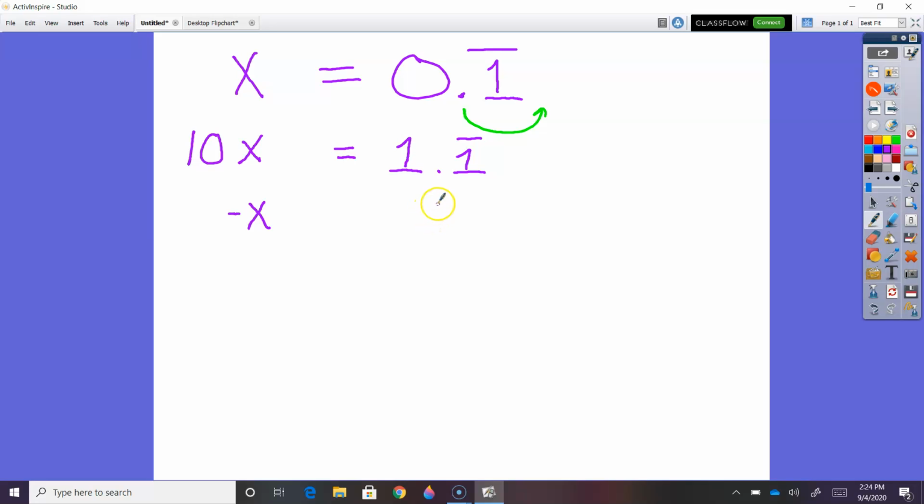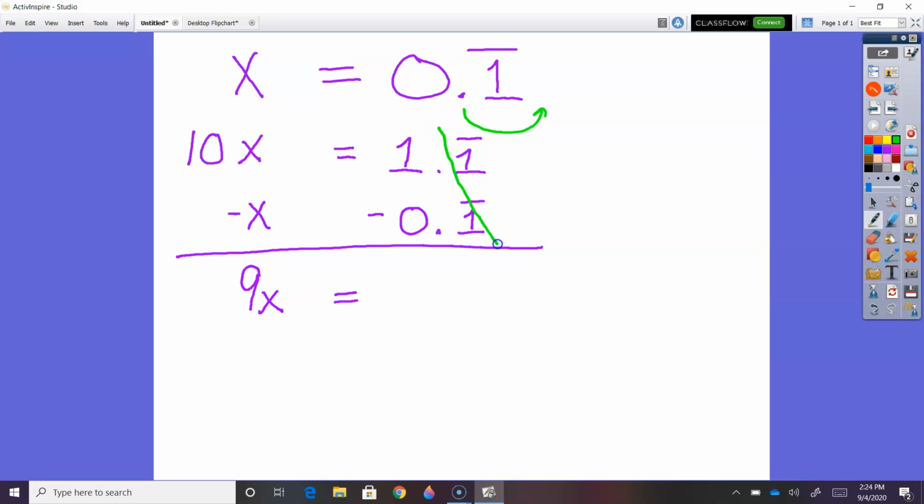Now, I'm not going to put minus x over here. I'm going to put this value in for x. I'm going to subtract 0.1 repeating. That is the value of x. So I'm keeping my equation balanced by subtracting the same amount from both sides. On the left-hand side, I have 10x minus 1x. That's going to give me 9x. Keep your equal signs lined up in any equation. 1.1 repeating minus 0.1 repeating, it just cancels out the repeating mess. And it leaves me with 1.